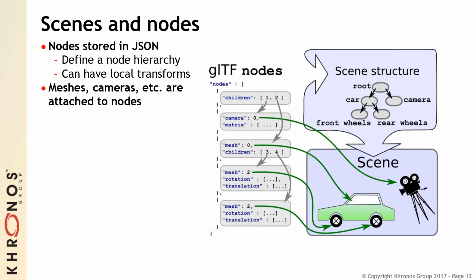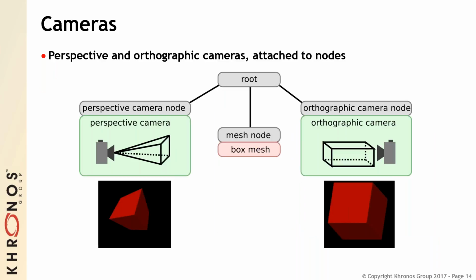There are, for example, the cameras. Different forms of cameras are supported here. You can see an example of a perspective camera and an orthographic camera. They are both attached to nodes and are observing a mesh that is attached to another node. You can see the resulting rendering of this box in the lower part, where the perspective camera has a view frustum that causes a perspective distortion, and the orthographic camera does simply an orthographic projection.